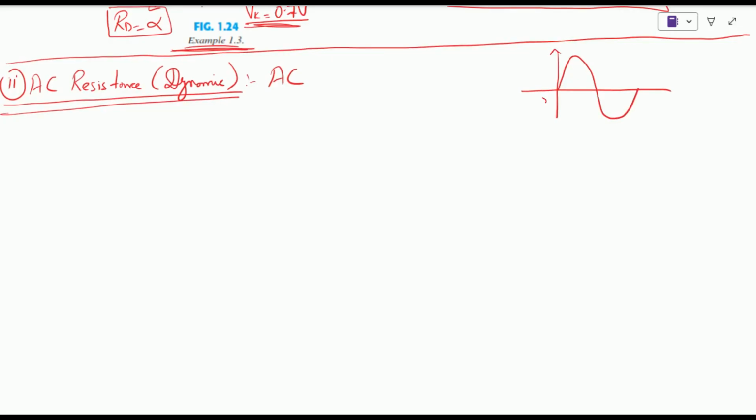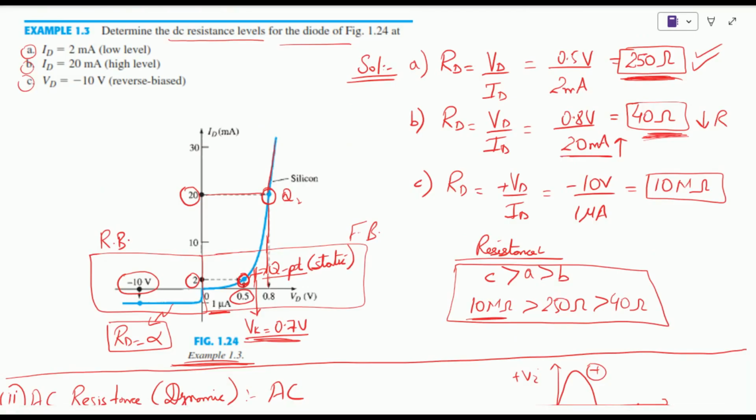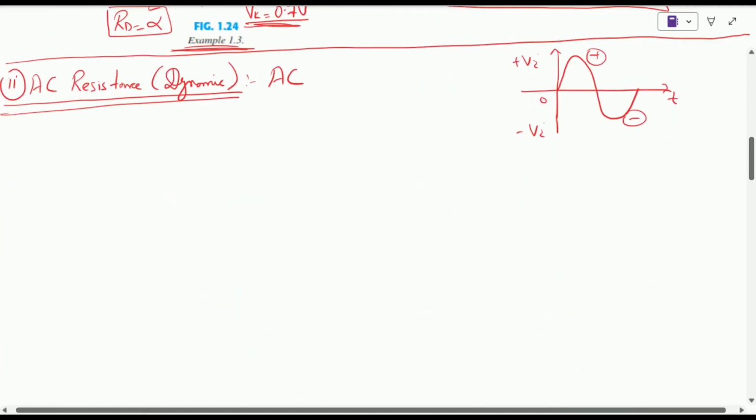So this is our input signal. It is going to have some positive value, a positive crest, and a negative value. So we can identify positive and negative input voltage. Now the input signal is an AC signal, compared to the first case where the input signal was a DC value. So now what is going to happen with the AC signal? In terms of the AC signal, we have to again look into our Q point.